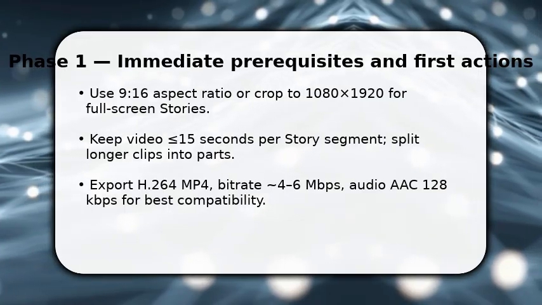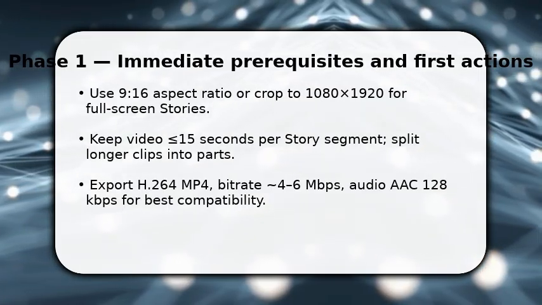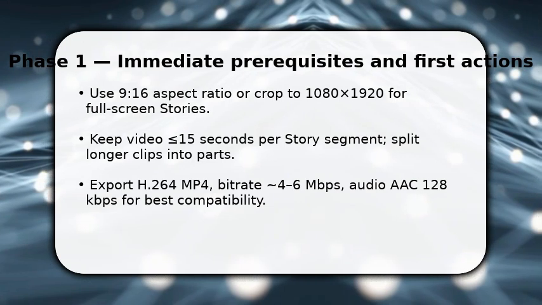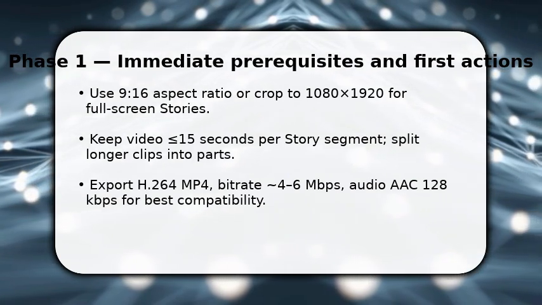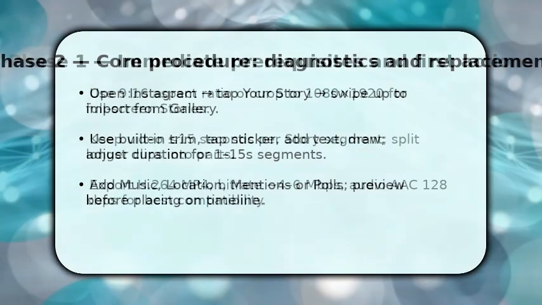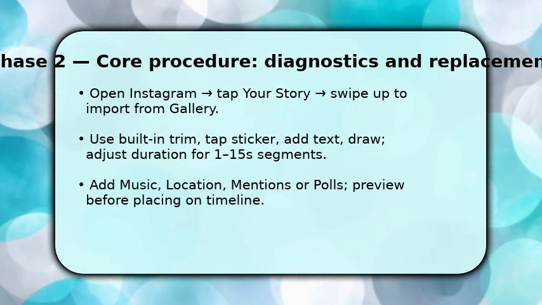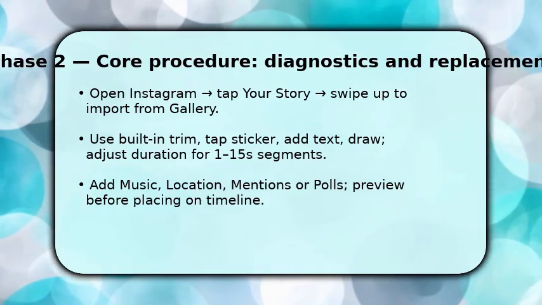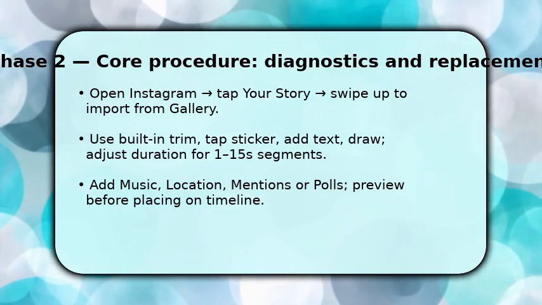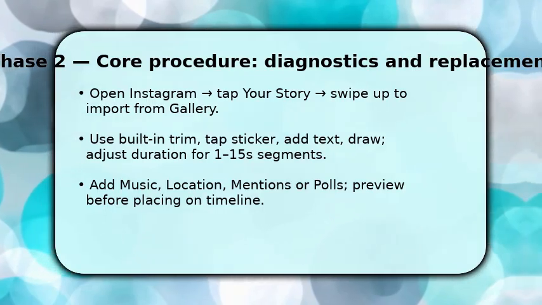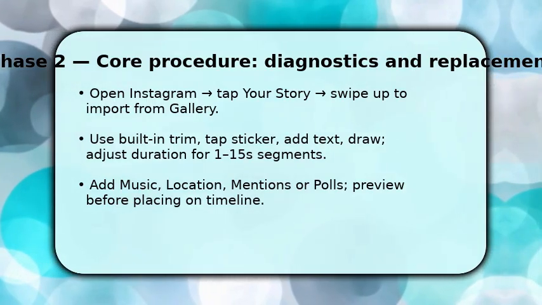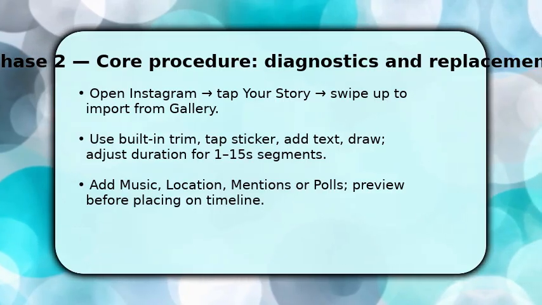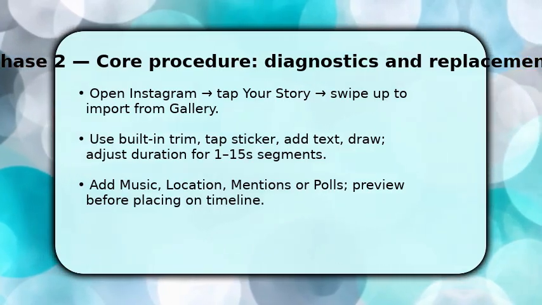Now save a working copy and name it logically, because you'll be importing directly from your gallery into the Instagram app in the next step. You now import the prepared file, open Instagram, tap your story, then swipe up to select the video from your gallery. Once imported, trim any last frames and split longer clips into multiple 15-second segments. This maintains flow and prevents cutoffs.